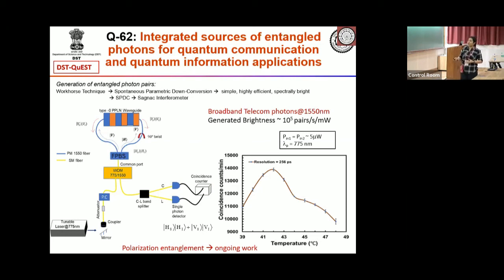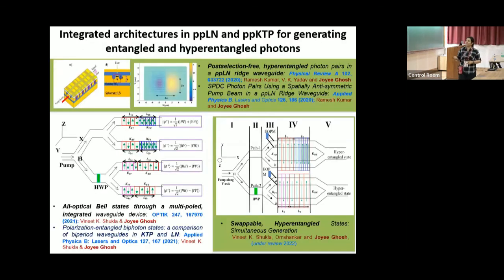This entanglement characterization is, of course, still not done, because you need polarization analyzers in each of these arms. But for the first experiment, we have started looking at coincidence counts. This is typically because the phase matching temperature of the crystal was around 42, which is where we have the highest coincidences from the Sagnac.